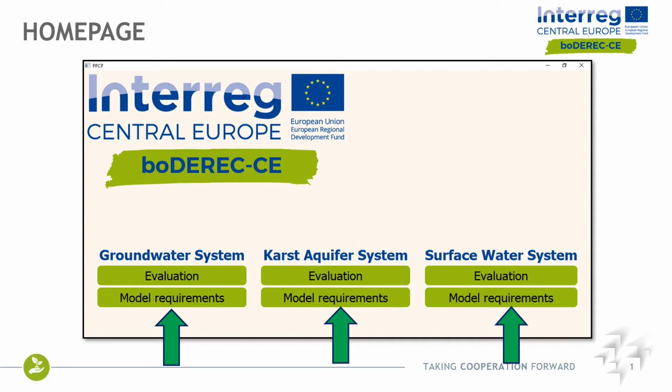In case of model requirements, all three buttons lead to three different pages because the requirements of parameters are different for different systems. Therefore, you have to click the button depending on your area of interest. Although the set of parameters vary from system to system, the layout and buttons are same for three catchment systems. Therefore, in this tutorial, we will see for the groundwater system, the procedure and functions are same for other systems.